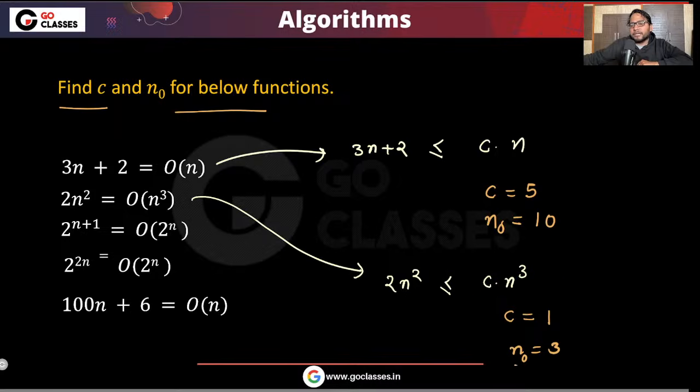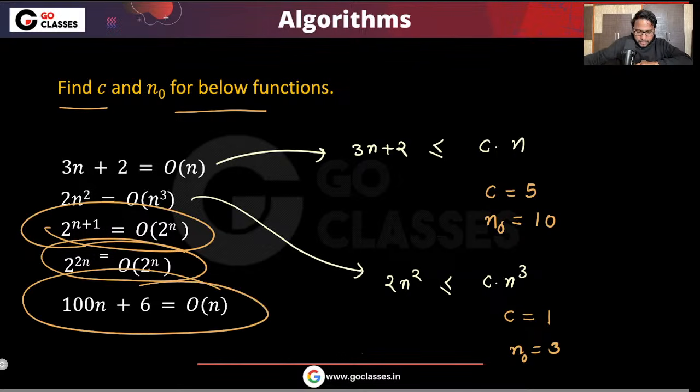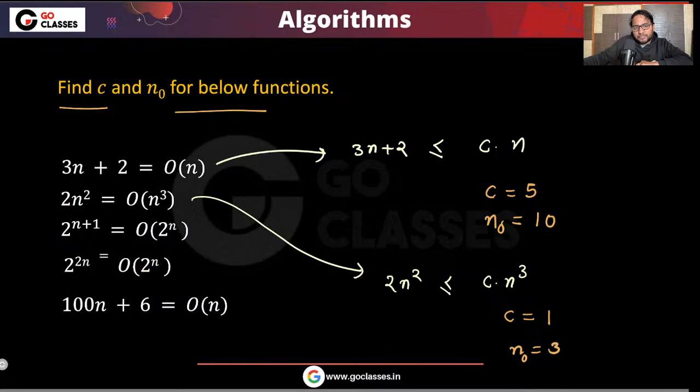Now what I'm saying here is that if c is equal to 1 and n naught is equal to 3, this will happen, right? Okay, so now you can tell me the values of c and n naught for all of these cases, for this case, this case, right? You can definitely tell me. Okay, great.